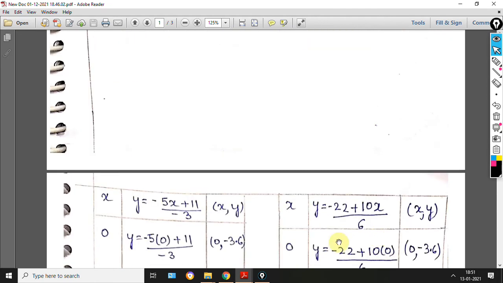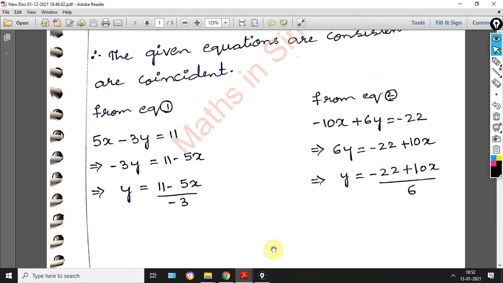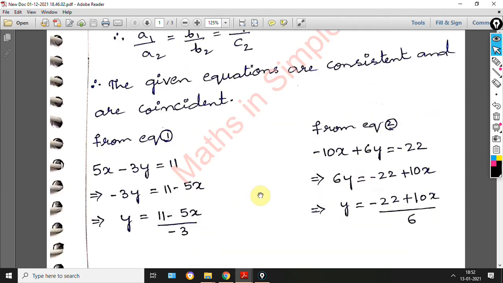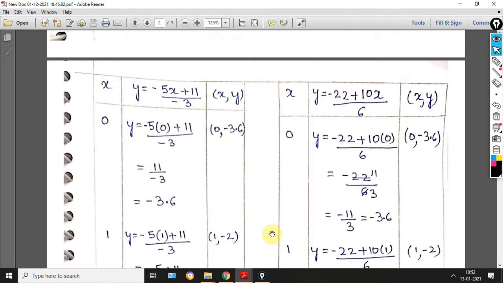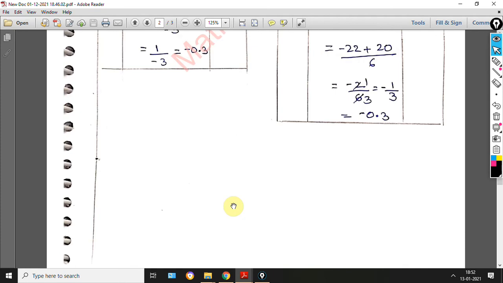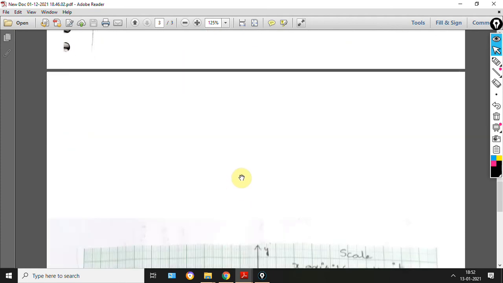So for these two, are the equations different? Yes, see here, the equations are like this. This is a different equation, this is a different equation. They are different, but they are getting the same x and y values when we have solved. So now we will plot them on graph paper and see what we will get.